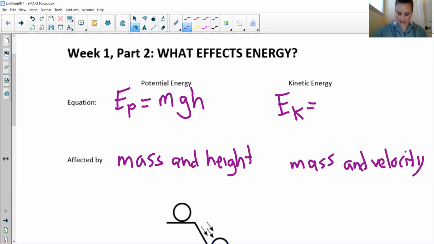Kinetic energy, EK, is calculated by half times the mass and the velocity squared. Now there's different types of units you can use in there. We're not going to talk about that at the moment. We're just going to talk about the concepts. So the two things that affect gravitational potential energy are the mass and the height at which it's held above the surface. And what affects kinetic energy is the mass and velocity.